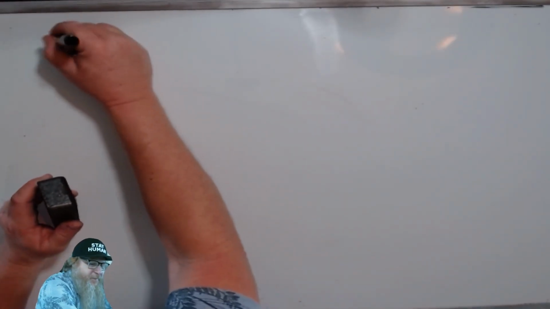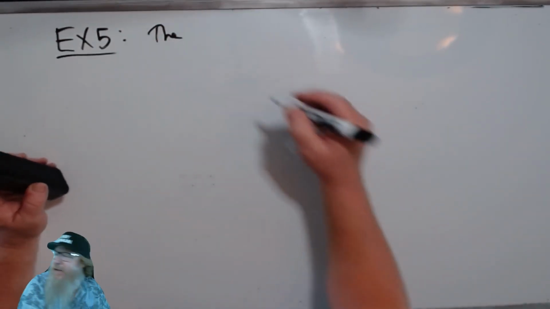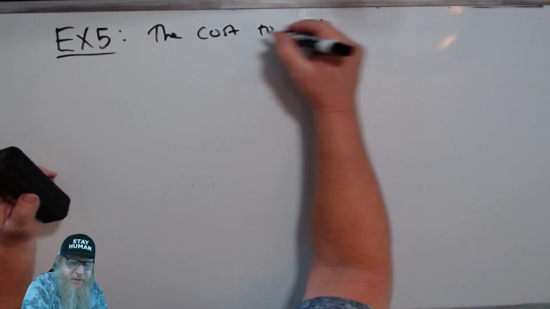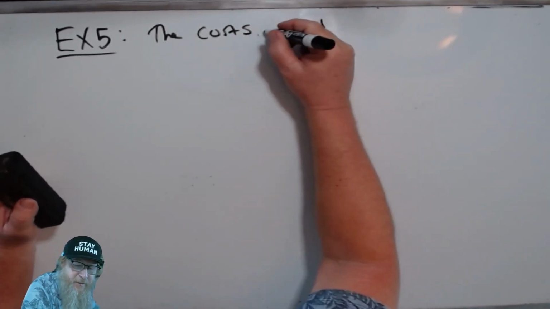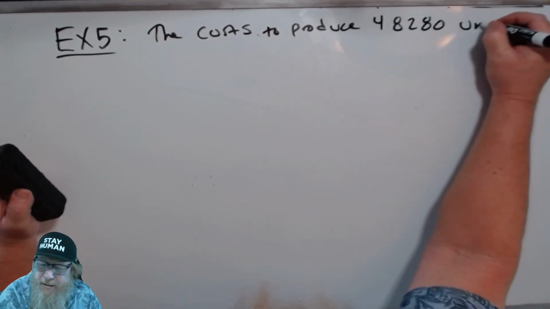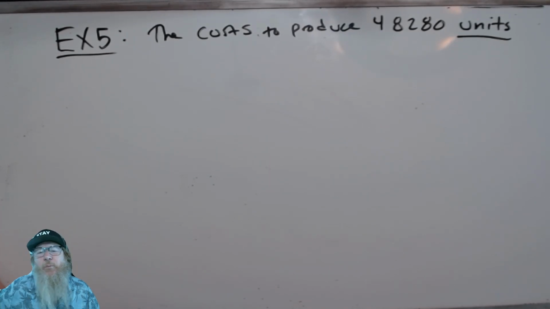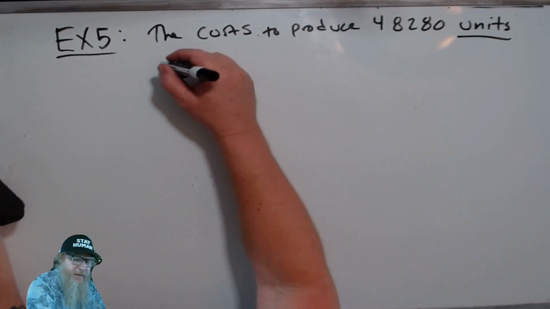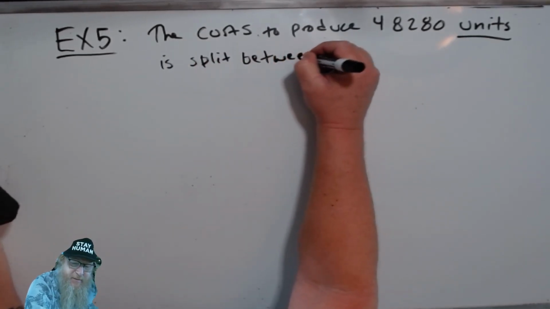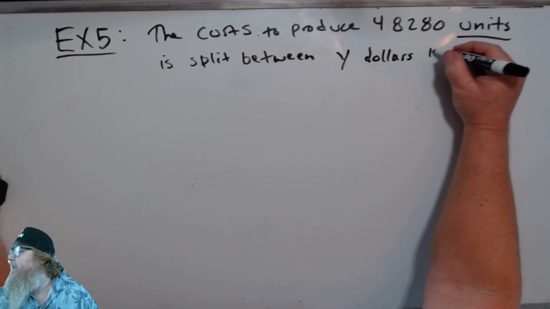So this is kind of a wordy application. The costs to produce 48,280 units, and I don't know what they are, widgets, gidgets, gadgets, whatever, is split between Y dollars in labor costs.